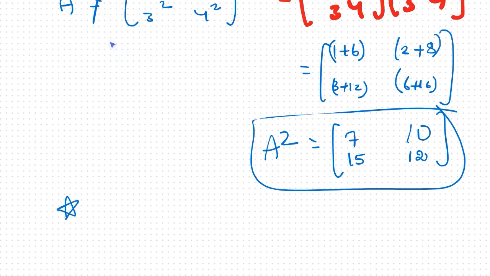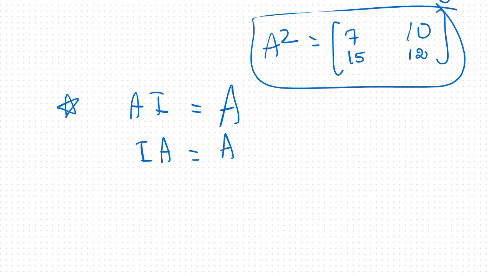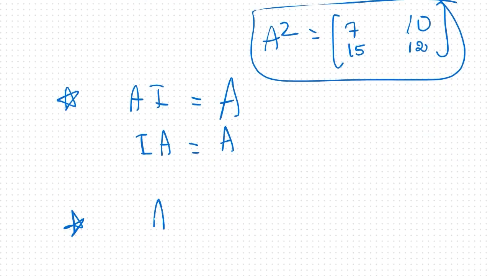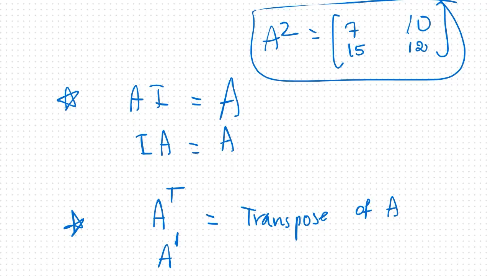And any matrix, if you multiply with the identity matrix, A into I, this will be equal to itself only. The result will be like this. Even if you take I into A, the result will be the same, A. And regarding transpose, some textbooks show A T stands for the transpose of A. But some textbooks write, instead of A T, a dash or prime. You can call it A prime. Transpose symbol notation.